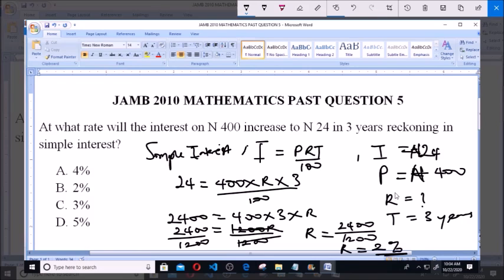So the rate at which this 400, the interest of 400 will increase to 24 naira in 3 years is 2%, which is option B. That is the answer to this question.